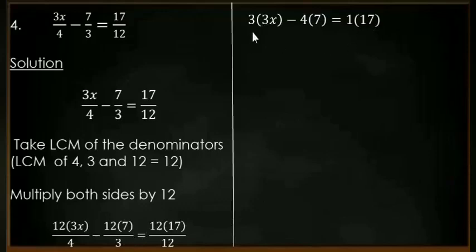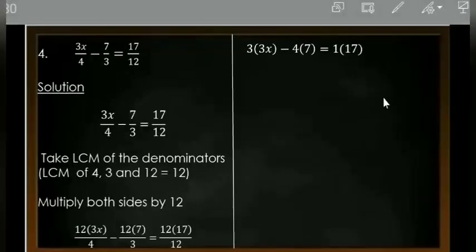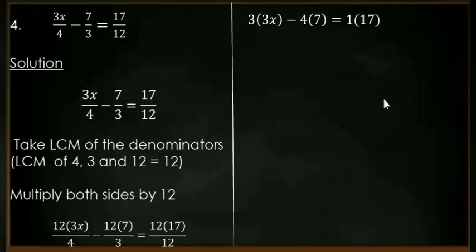So we've already said before now that bracket means multiplication. So 3 times 3x will give you 9x. 4 times 7 will give you what? That was 28. And 1 times 7 will give you what? And 1 times 17 will give you what? 17. Okay? I believe it's clear up to this stage, right?